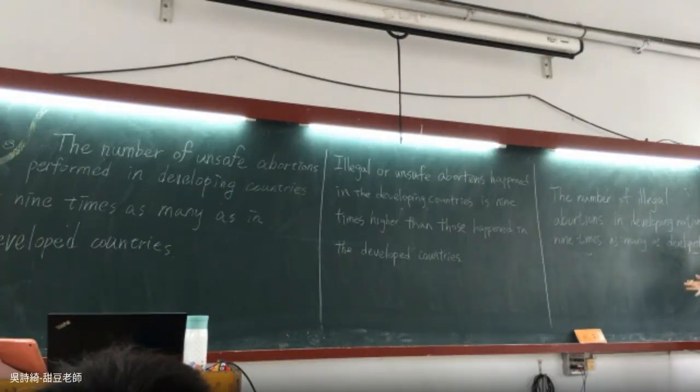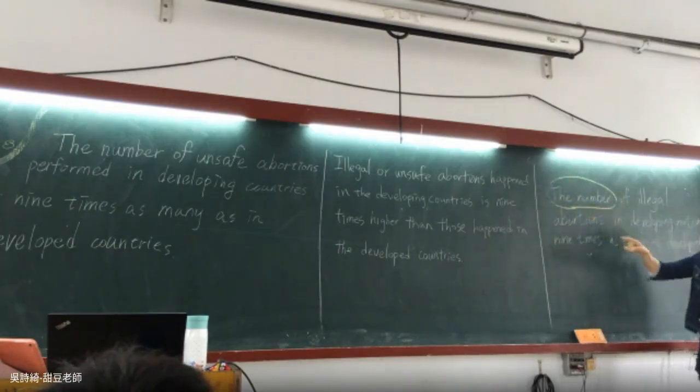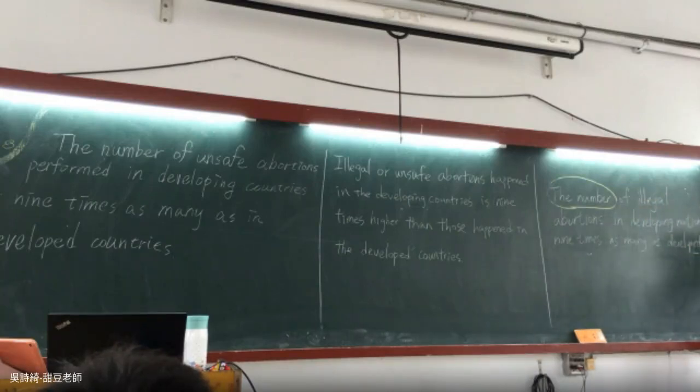The number of illegal abortions in developing nations. So the key word is the number. No matter how big the number is, that is a number. So the number is 9 times as many as that, or the number in developed nations. If you don't want to use the word number again, what is the word that you can use? Right, you can use that in developed nations.